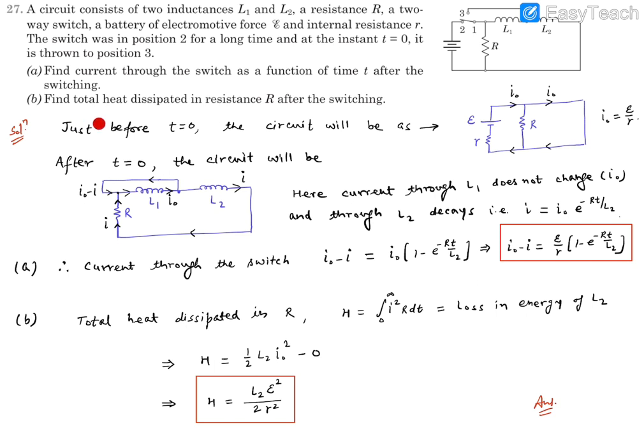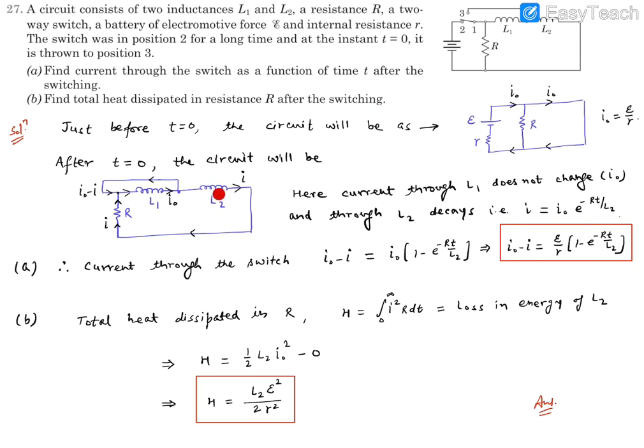Now we need to solve the second part, the total heat dissipated in the resistance. We have the current as a function of time, so we can find the heat from it, or we can use the stored energy, because there's no battery connected. The total heat dissipated in R is H equal to the integral of I squared R dt from 0 to infinity. This is also equal to the loss in energy of L2. Why L2 only? Because L1 maintains its energy. Just after switching, this had I0 current, and this I0 current will keep flowing forever. However, the current I, which goes from the I0 value to 0, will decay over time.